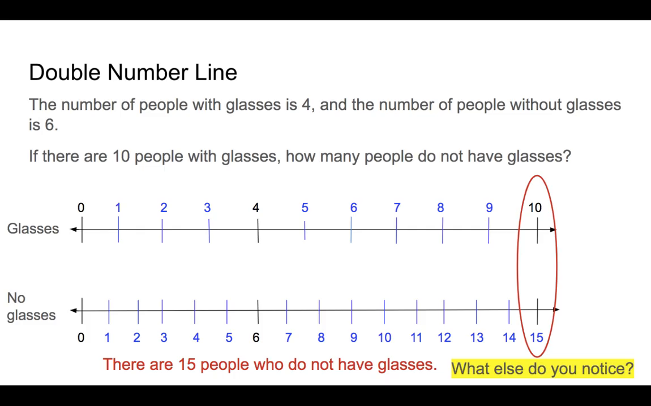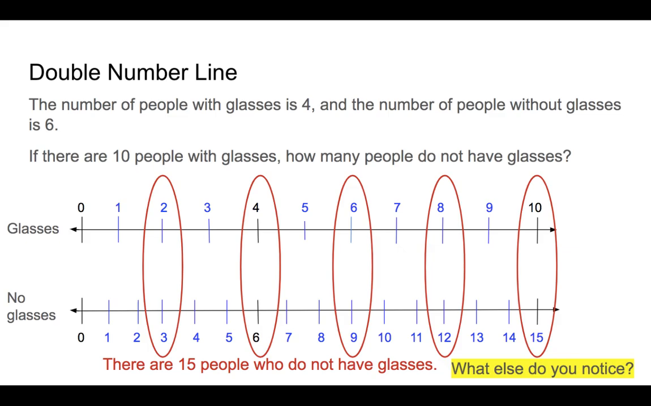But did you notice anything else about the two number lines? You can pause the video here to think about it and then just resume it when you're ready. All right, this is what I noticed. I noticed that not only are 10 and 15 a ratio that is equivalent to 4 to 6, but 2 to 3, 6 to 9, and 8 to 12 are all equivalent ratios.